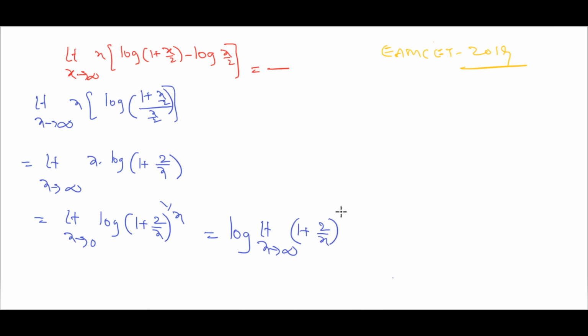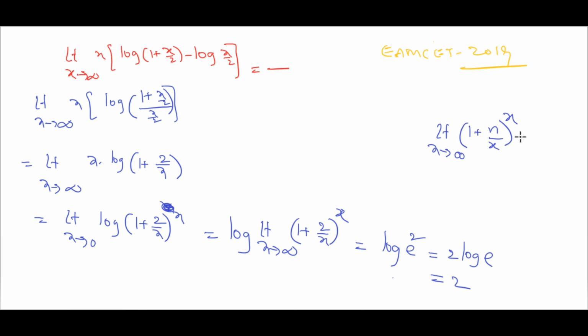whole to the power of x, that is (1 plus 2 by x) whole to the power of x, that is equal to log, this value is e square, log e square, that is 2 log e, that is 2. So as limit x tends to infinity (1 plus n by x) whole to the power of x is equal to e to the power of n. Here 2 is the answer.